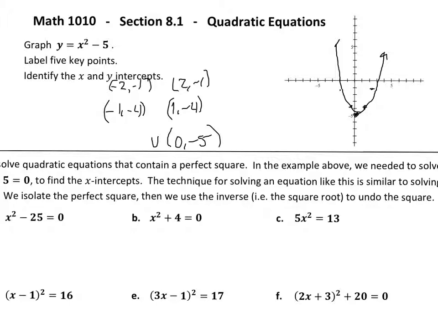Right? Y is 0. So I'm going to make y 0 and solve for x. Does that make sense? So if I make y 0, I get 0 equals x squared minus 5. And now we add 5. So we get 5 is x squared, and x is plus or minus the square root of 5. So those are our x-intercepts. And again, we know our y-intercept is -5.